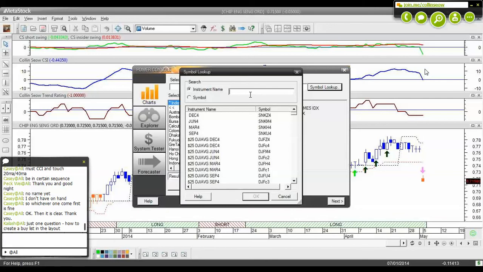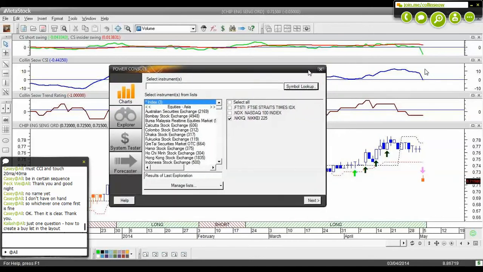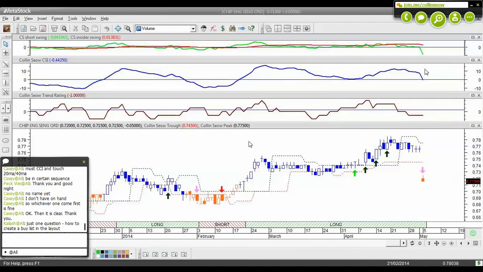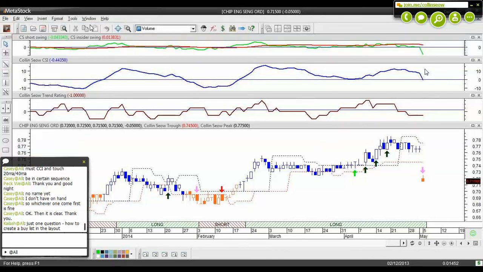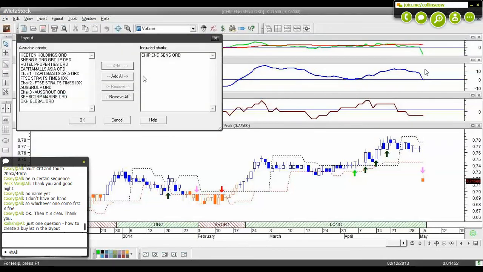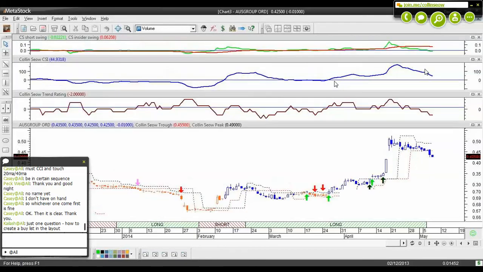That's all covered already, right? How to create the buy list in the layout. Okay, I covered it already. Okay, go and find out. I've done it many times already. Okay, go to File, New, Layout, and then put the stocks into the list. Okay. And then close it, and then save it as a layout one. Okay, I've done this many times.